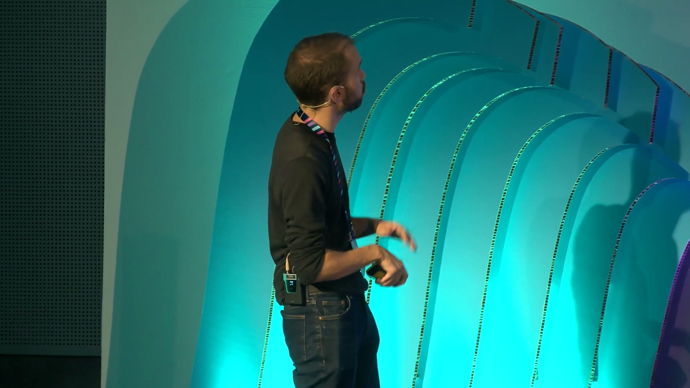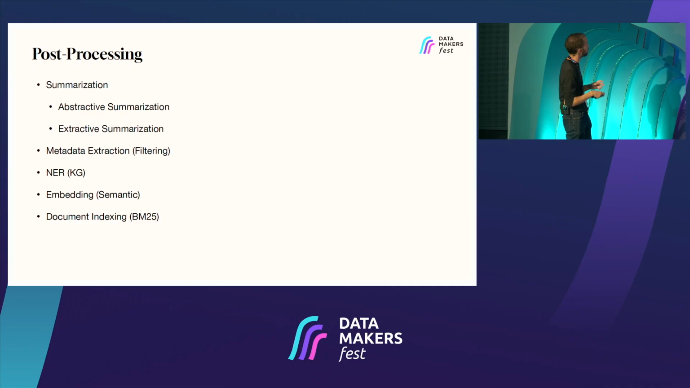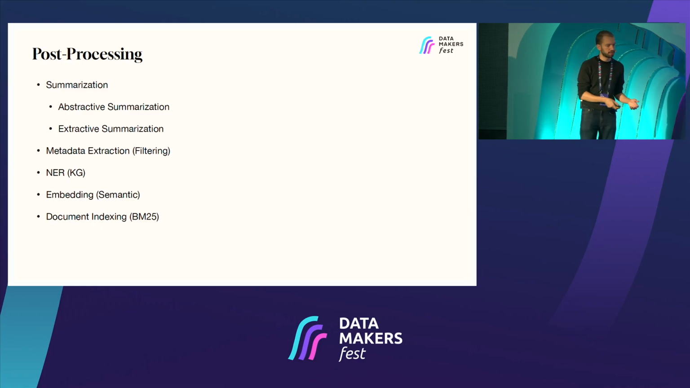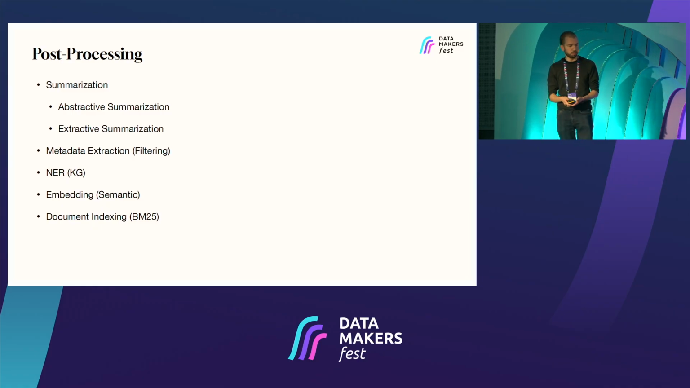So just a little bit of note on post-processing. These are some things that we tried and did. Summarization: you can do abstractive or extractive. Extractive is much cheaper, but it's not usually very effective. Abstractive summarization captures the global context of the document. We usually use LLMs to do this.